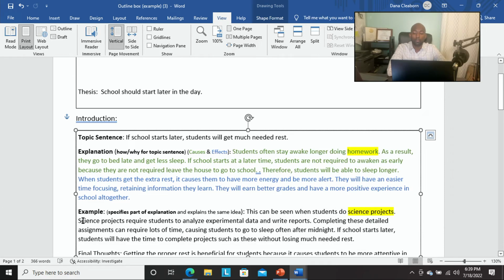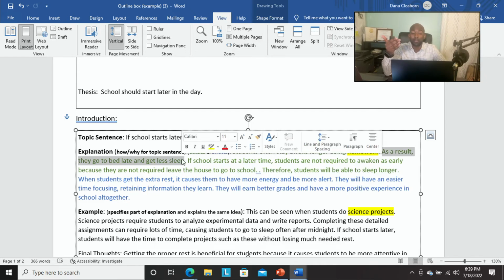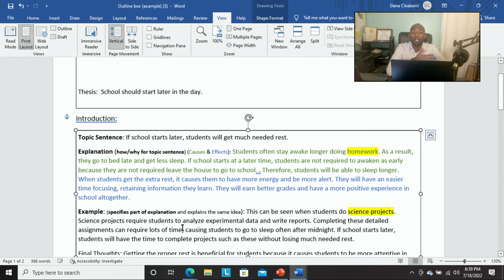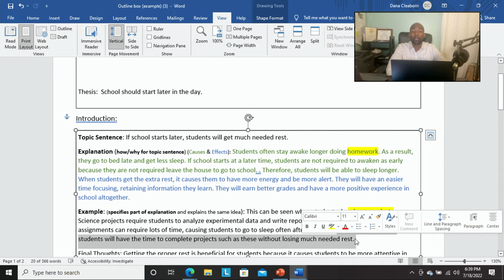So notice all we did was explain a little bit about science projects specifically, but then we say the exact same thing. Completing these detailed assignments can require lots of time, causing students to go to sleep often after midnight. Where have we heard that before? Well, that's very similar to this right here. As a result, they go to bed late and get less sleep. So pretty much making the same case in the example that we made in the explanation. If school starts later, students will have time to complete projects such as these without losing much needed rest. Okay? So that is a good way to do examples.